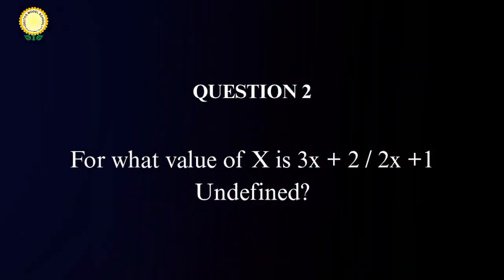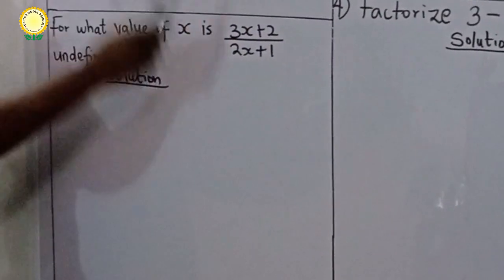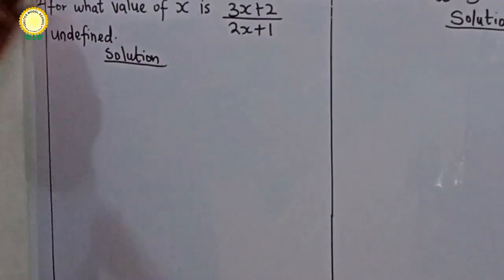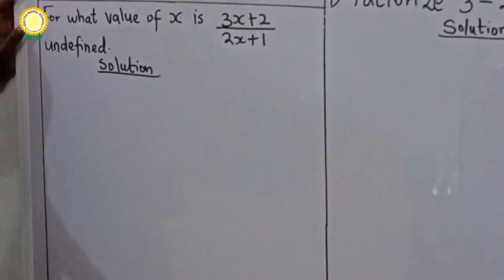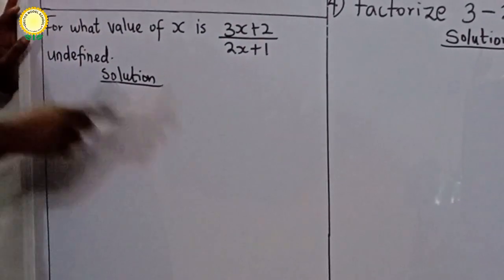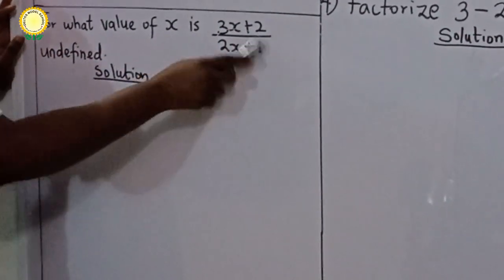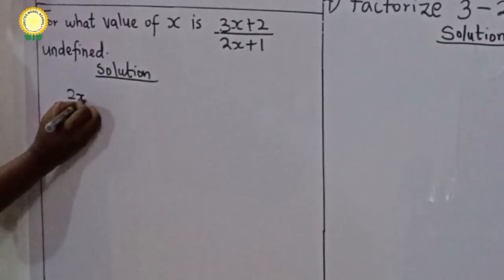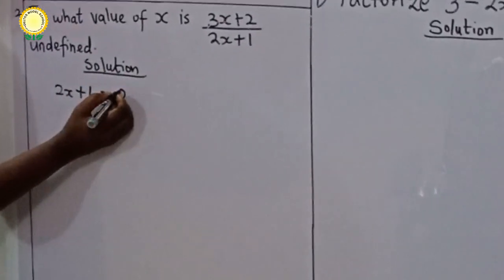Next question. For what value of X is this expression undefined? This is a fraction, it is an expression, and it does not have any equal to. Because there is no equal to, it is not an equation, it's just an expression. So what value of X is this expression undefined? For a fraction to be undefined, it means the denominator is 0. So you just write 2x plus 1 equals 0.